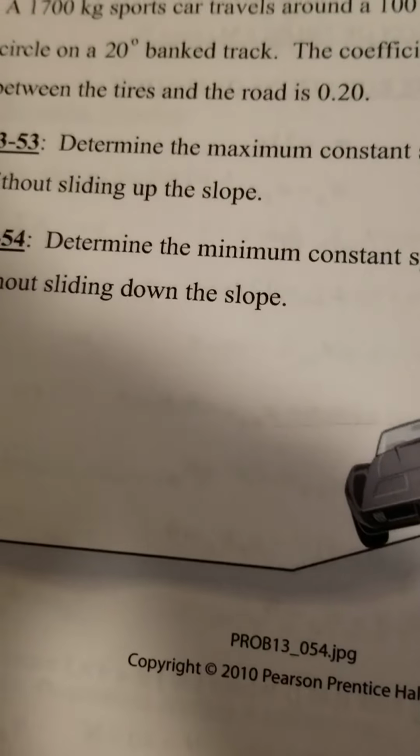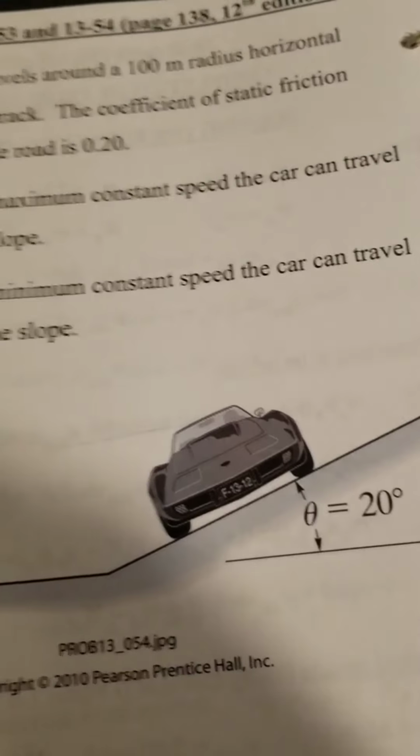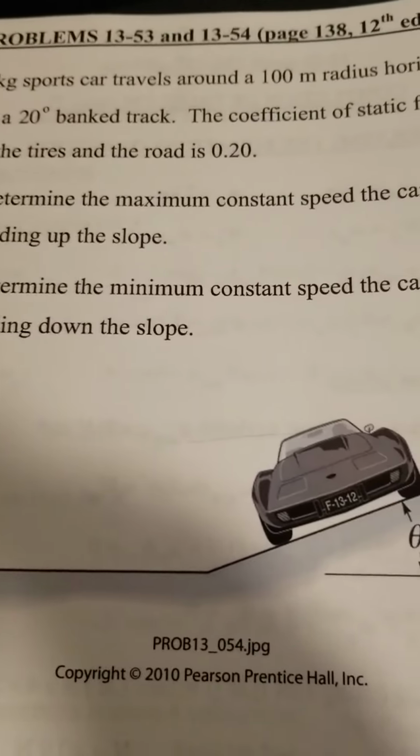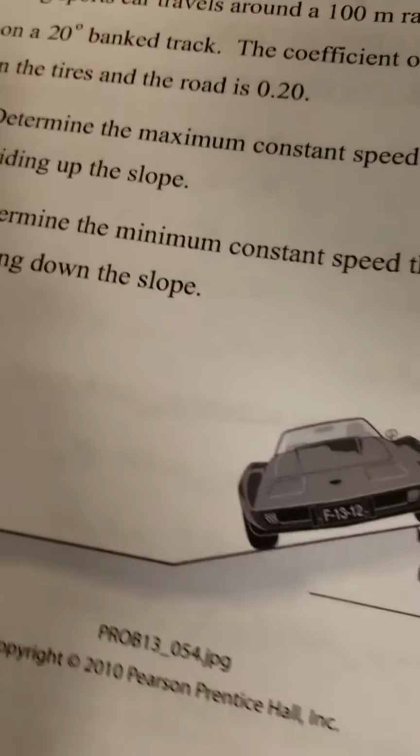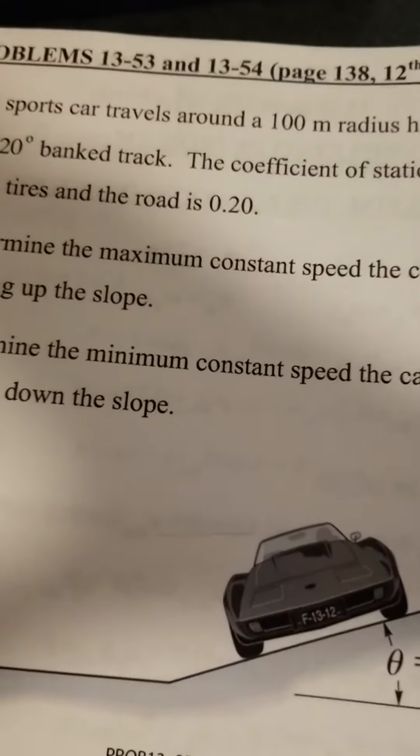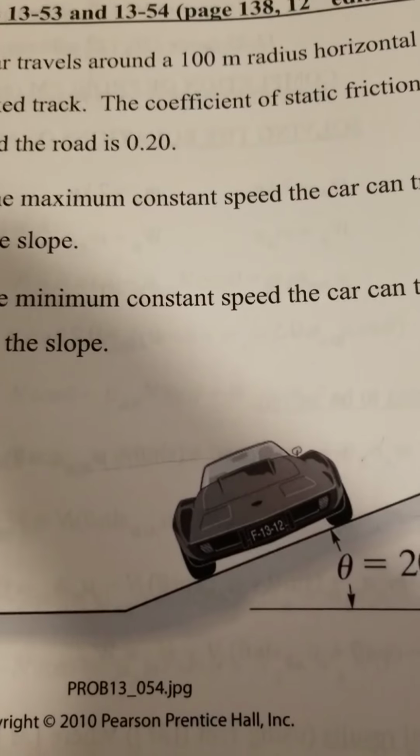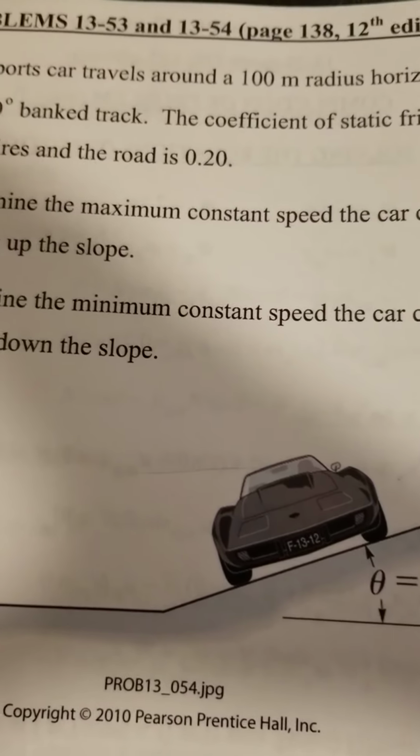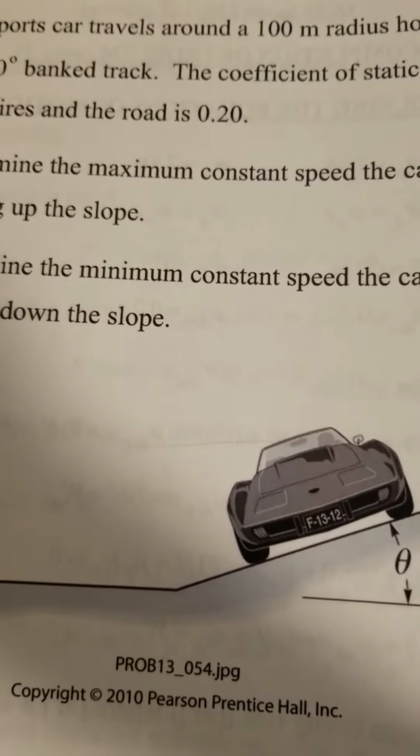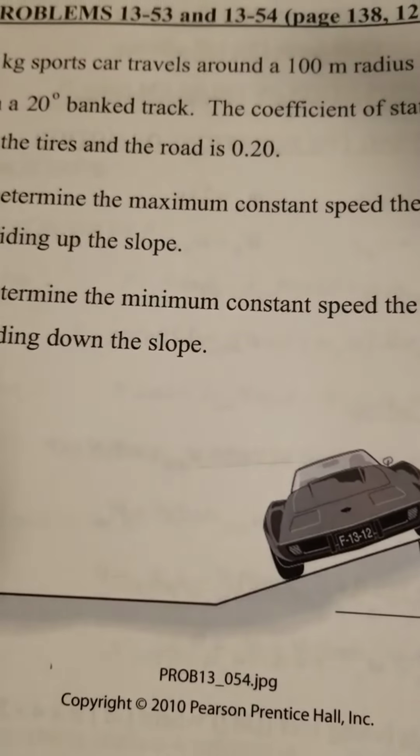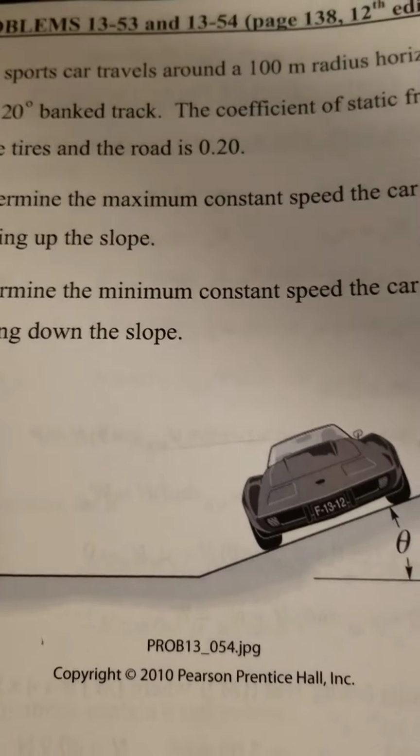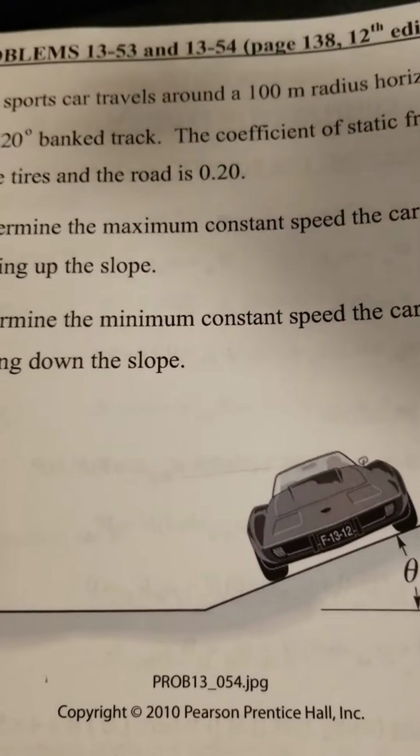Okay, so moving on. Second part should be really easy. Determine the minimum constant speed the car can travel without sliding down the slope. So this time, the car is not moving as fast. So because the car is not moving as fast, you can expect there won't be really as much friction pushing the car into the circle as the car moves slower and slower.